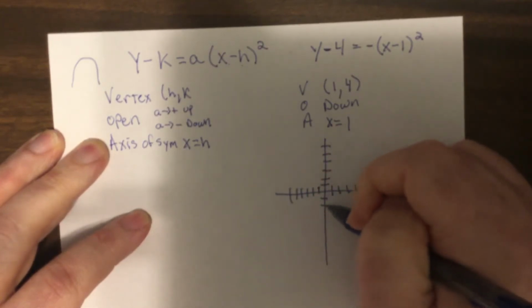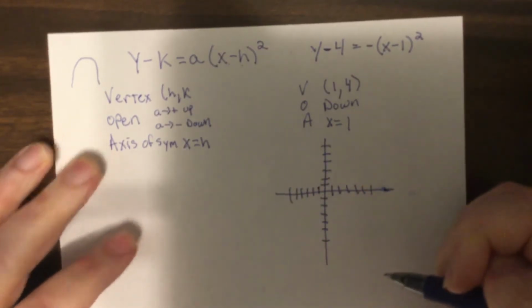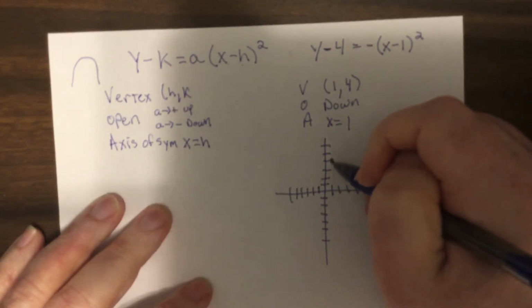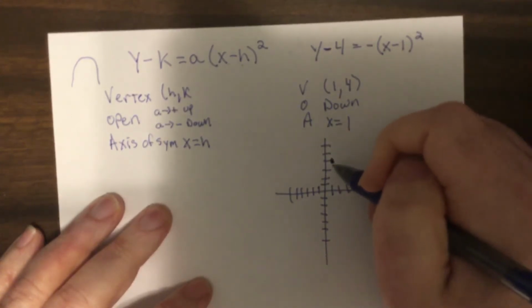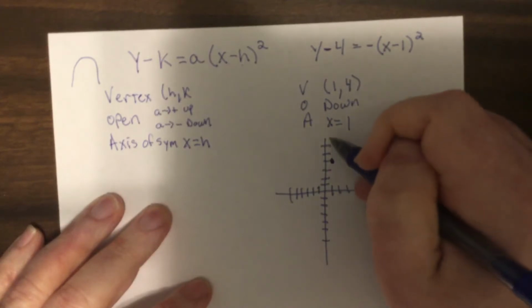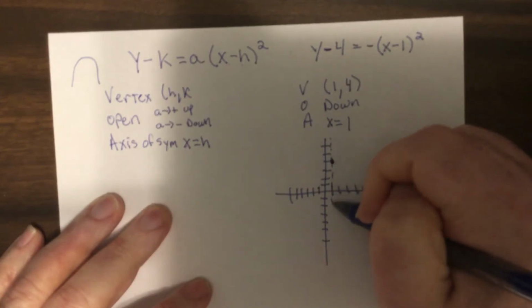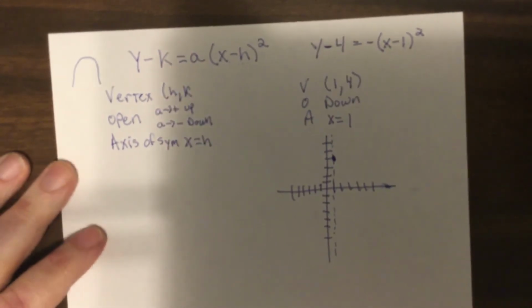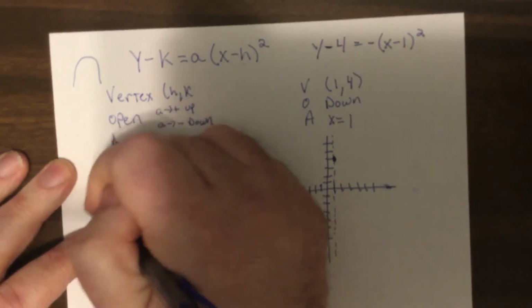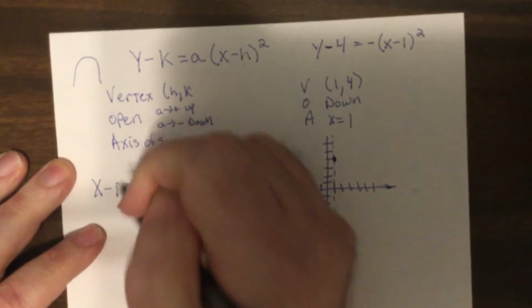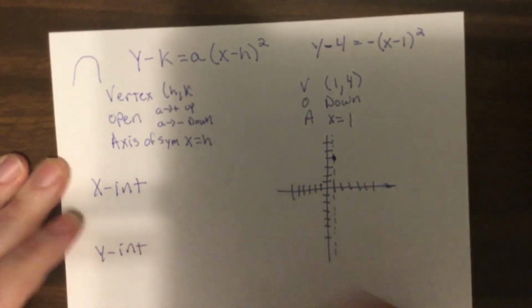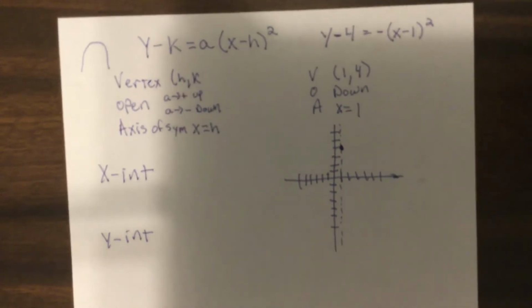I guess I should have had this already drawn, but I didn't. So 1, 4 is right here. It opens down, and the axis I'm going to draw on because we're going to use it. Okay. Now, with the parabola, I have you find the X-intercept and the Y-intercept. Now, do you remember how to find the X and Y-intercept? We spent time on this first quarter.